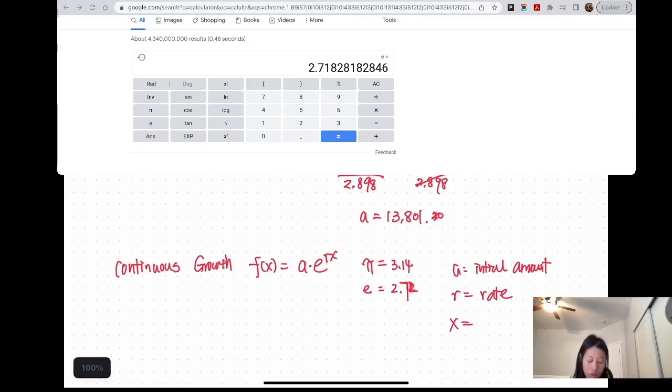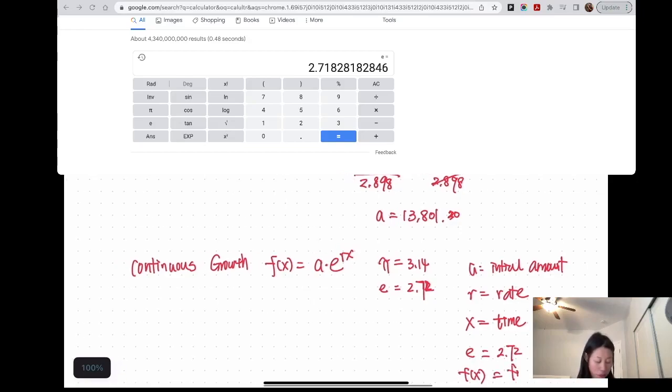But anyway, sometimes you use t, sometimes you use x, they both work. And then our e is just a constant, which equals 2.72. And the f(x) is still the same, which is the final amount that we want to find out.